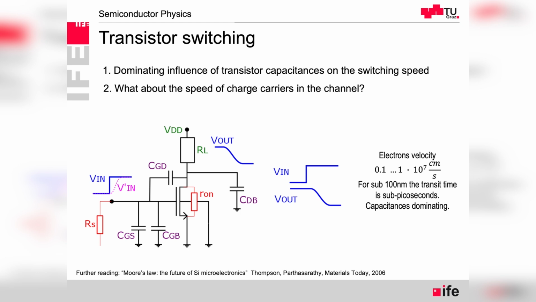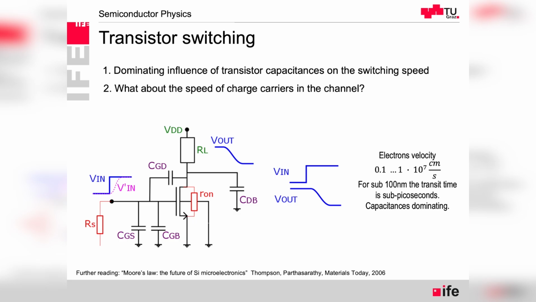So this source resistance together with the gate capacitances will influence the slew rate at the input of the transistor, whereas the drain-related capacitances, in combination with the on resistance of the transistor and the load resistance, will determine the slew rate of the output signal. And so the dominating influence on these timing characteristics is the capacitance.